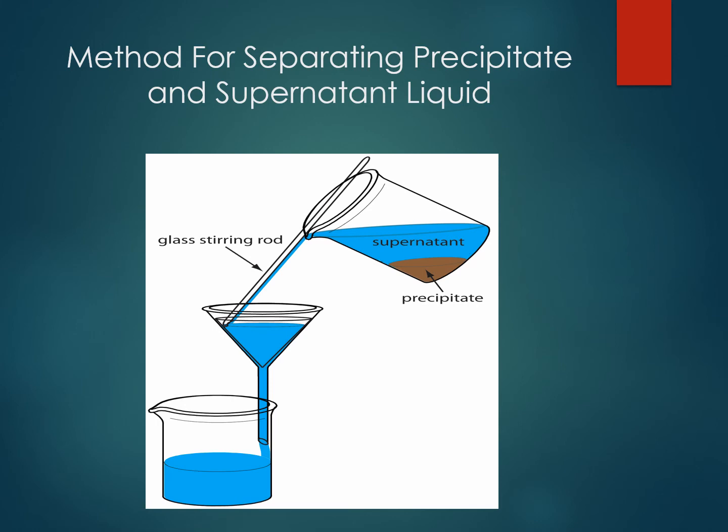This is the picture where we get to see the apparatus used for separation of the supernatant liquid and the precipitate which is formed. Gentle stirring with the stirring glass rod is required, and it helps to achieve the complete separation of the supernatant liquid and the precipitate formed.